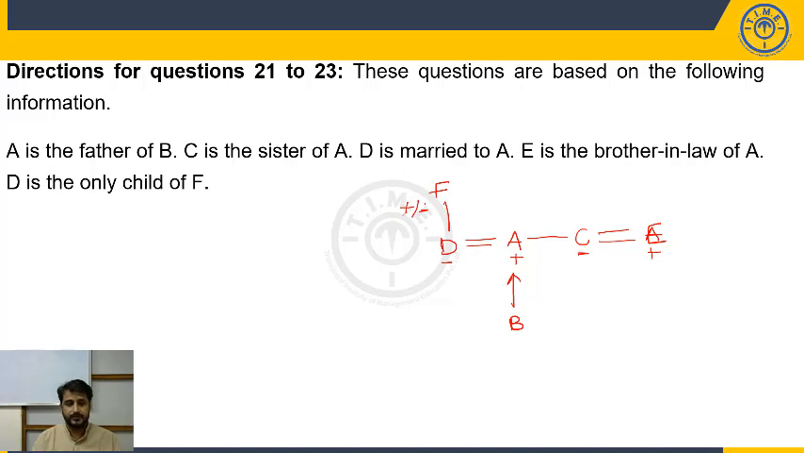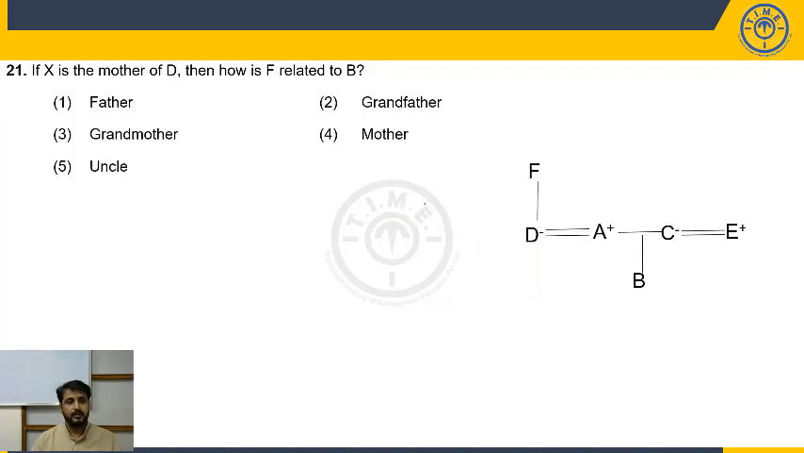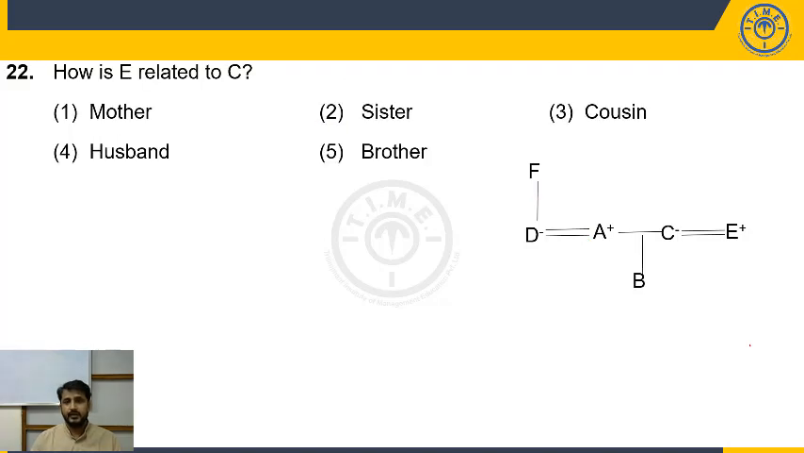Now let's answer the questions. If X is the mother of D, F will be male because X is female. Then how is F related to B? F is the grandfather of B. Choice 2. How is E related to C? E is the husband of C. Choice 4.